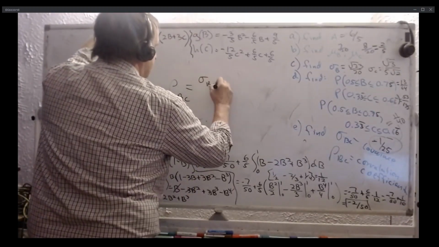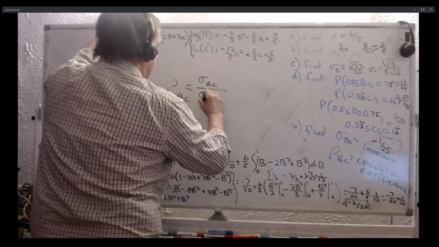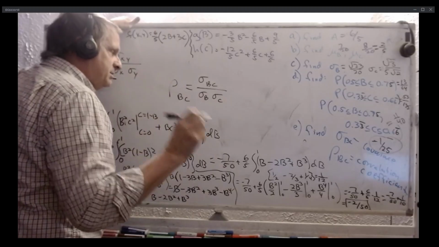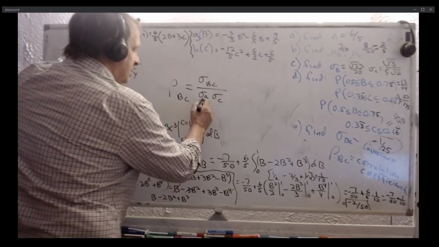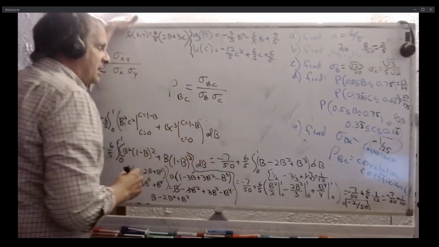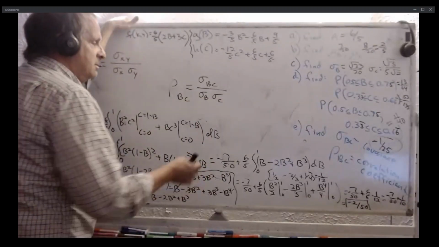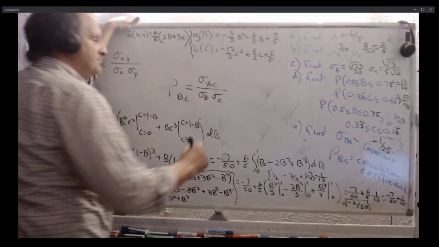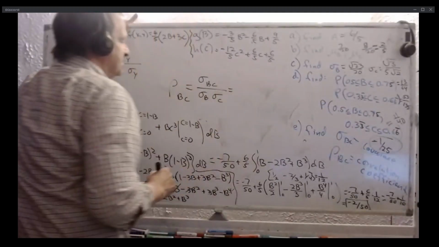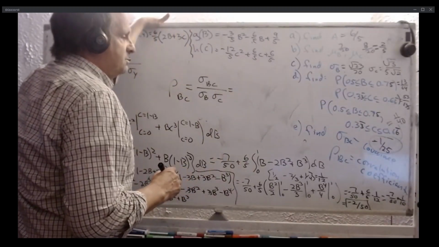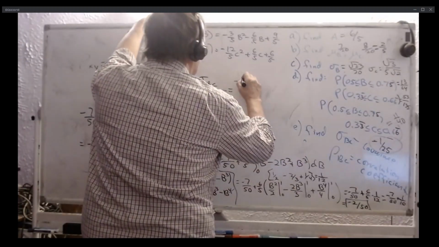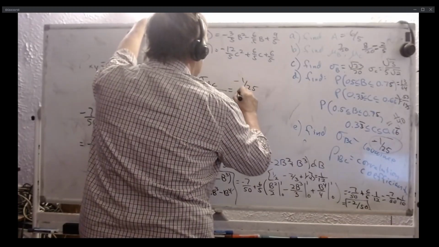Okay, so for us, we have rho BC equals the covariance divided by sigma B sigma C. I hope it's obvious that the denominator, sigma B sigma C, is always going to be positive, because the two sigmas are always positive. So this equals the covariance, which we just found as negative 1 out of 25.